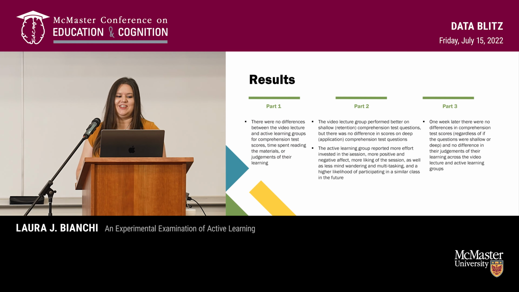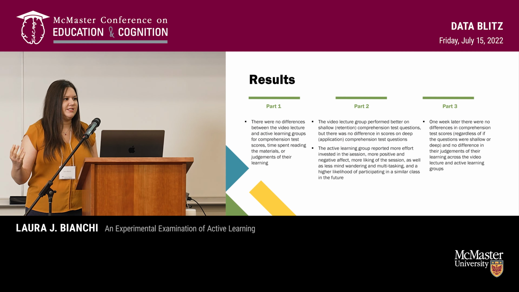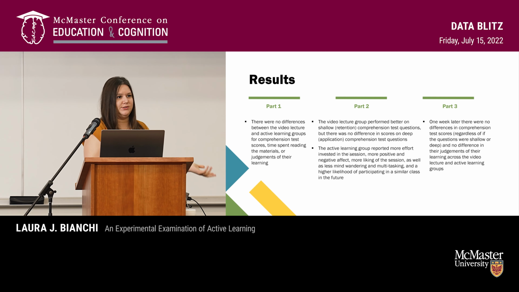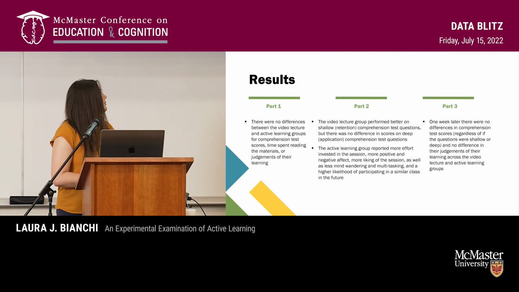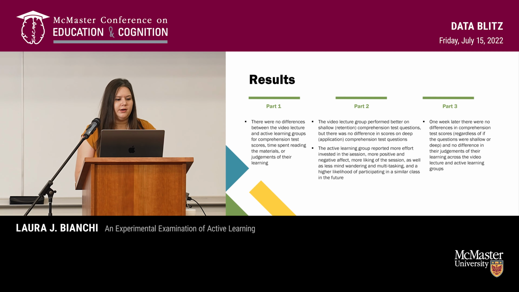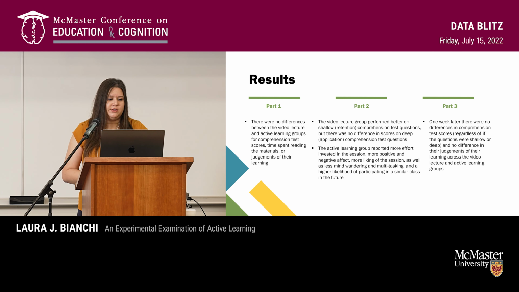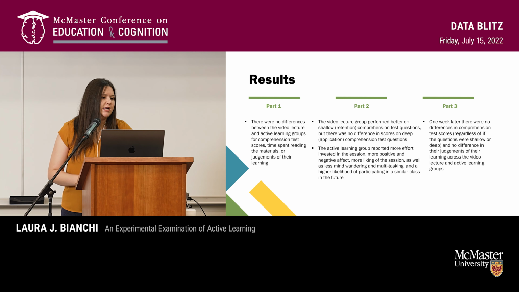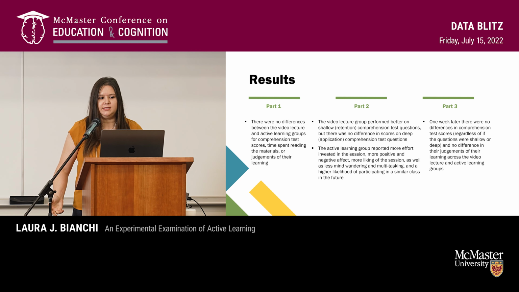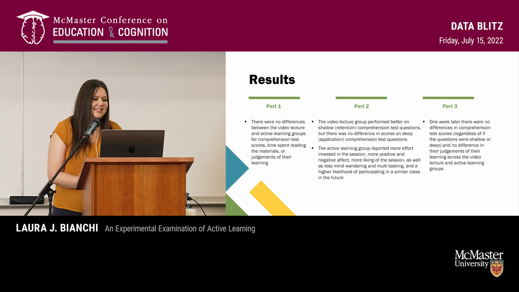Jumping straight into our general results, we tried to analyze this across a variety of variables, and as such, I can't go into it too much here, but you can ask me about it at the poster if you're interested. In part 1, we didn't see any differences between our video lecture group and our active learning group for comprehension scores. So that basically means that they were at the same level of learning when they started off. They didn't engage with the material anymore. They didn't spend more time reading it. So even though they knew they were going to have to participate in a video lecture or an active learning group, they were basically the same. Which is wonderful. So then they went off to our second part the next day.